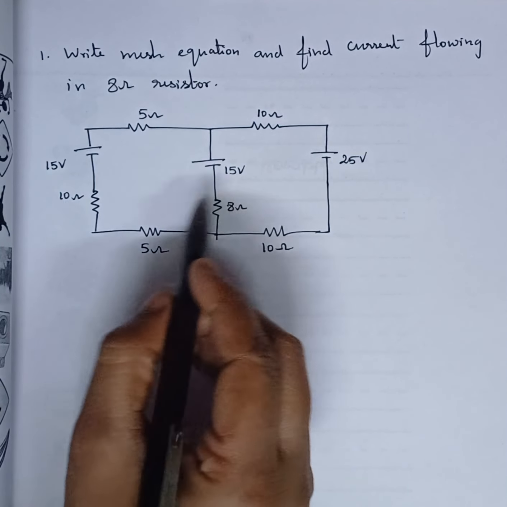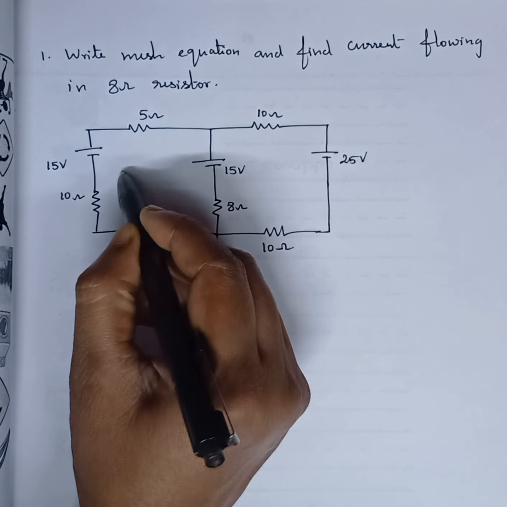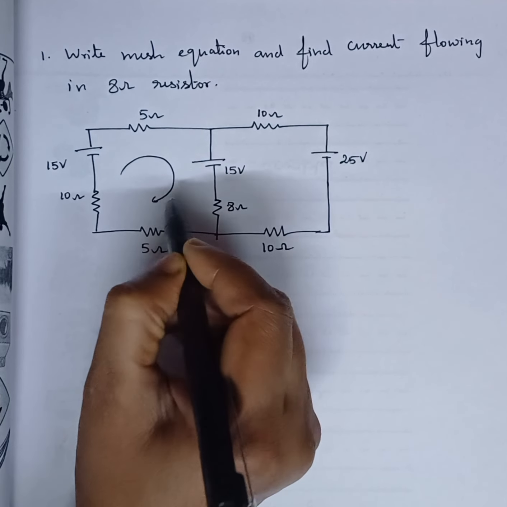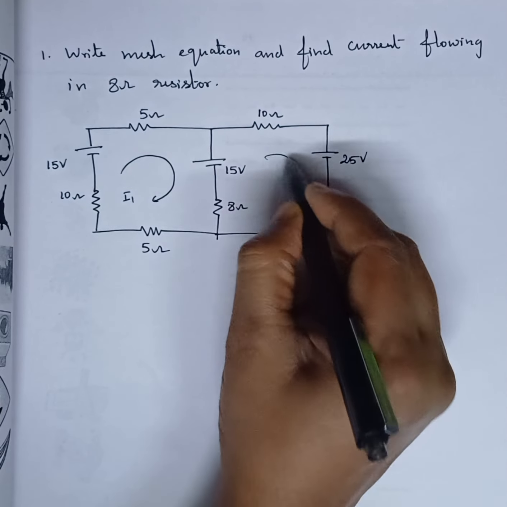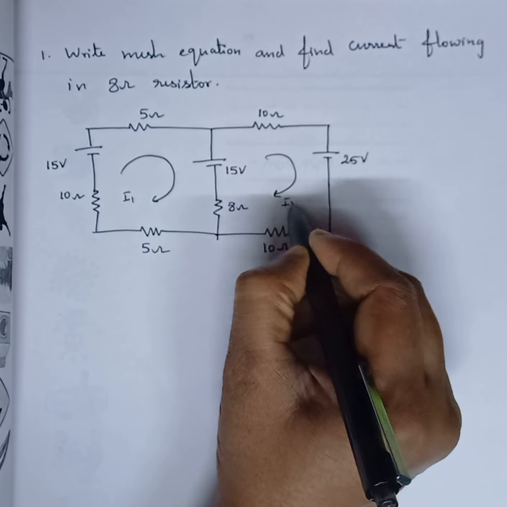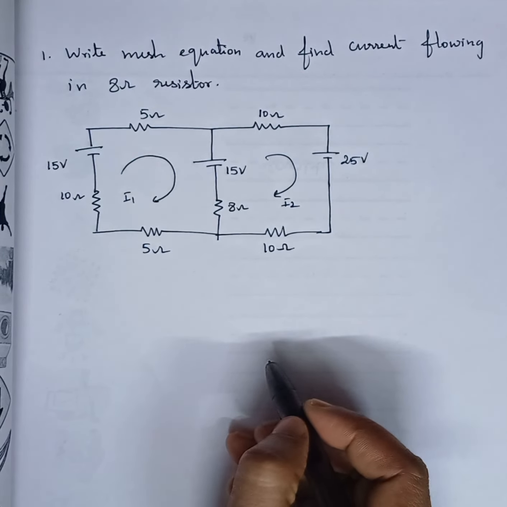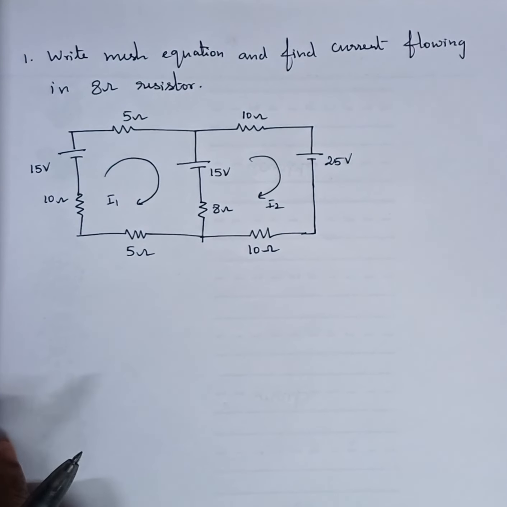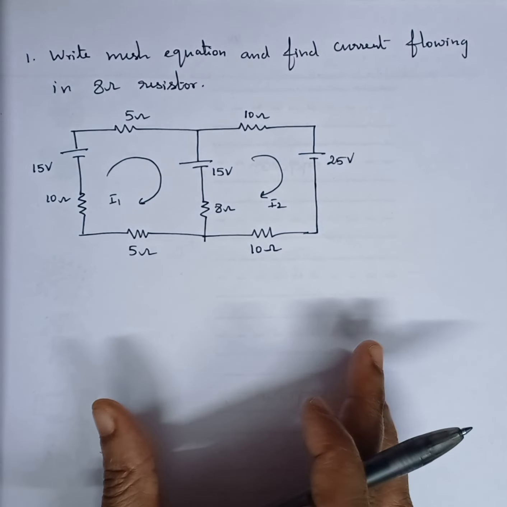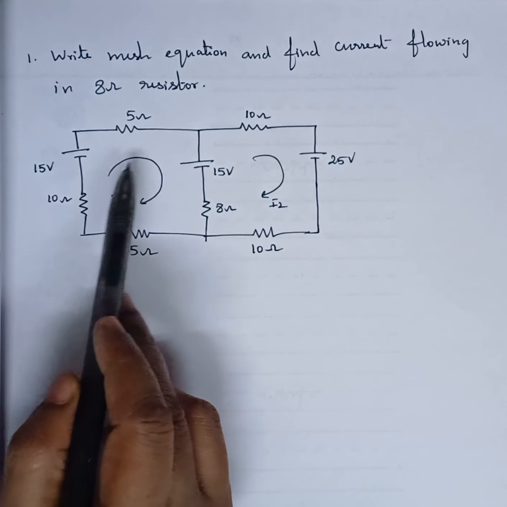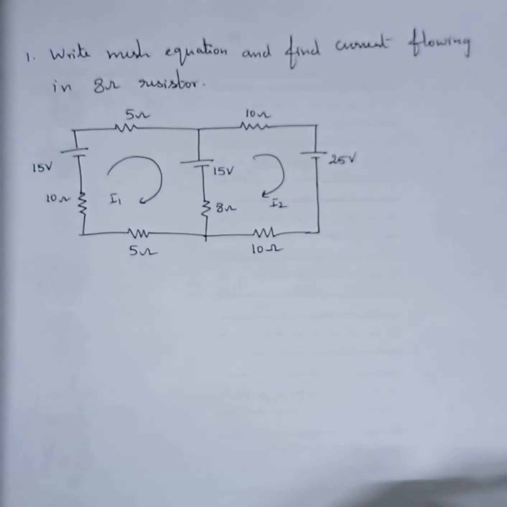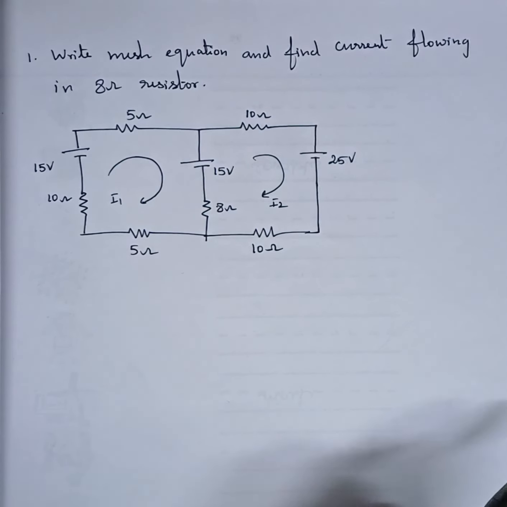So here we have two loops. We always assume the current direction to be clockwise. So the current flowing through this loop is I1 and the current flowing through this loop is I2. To write the KVL equation, we need to check whether all the sources are voltage sources or not. In this problem, all the sources are given as voltage sources. So first, let us confirm that.